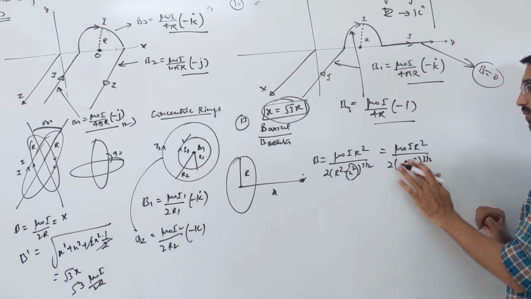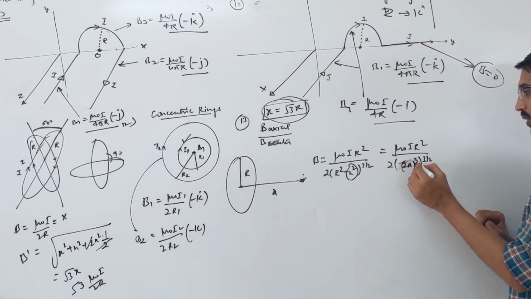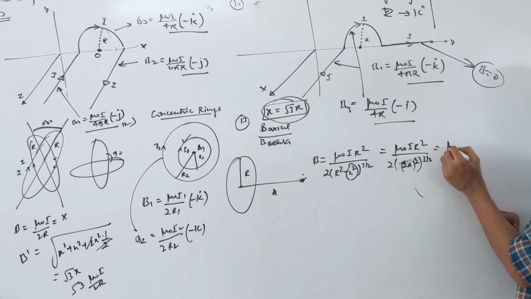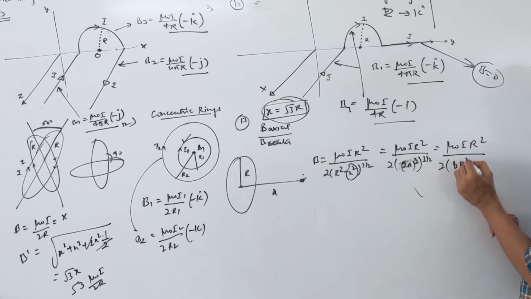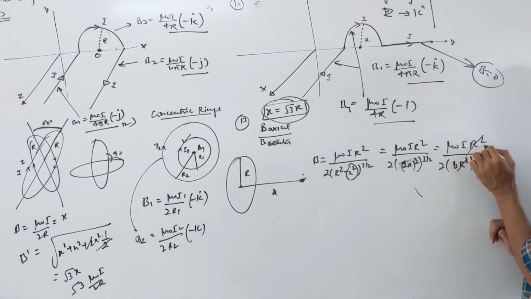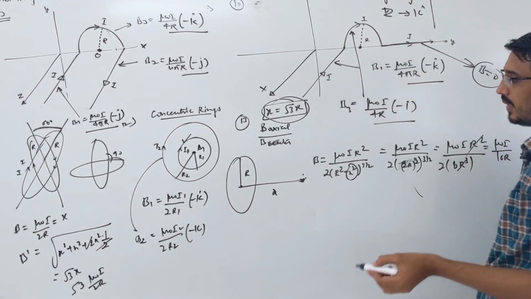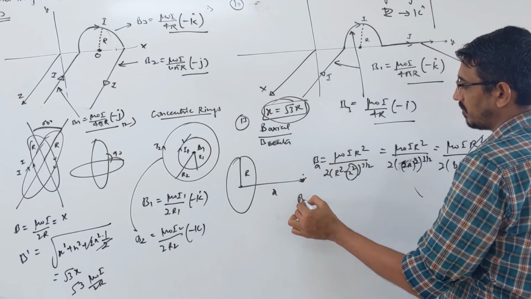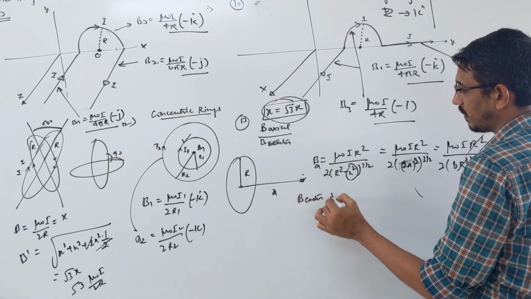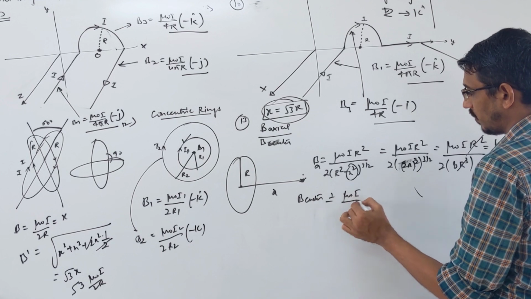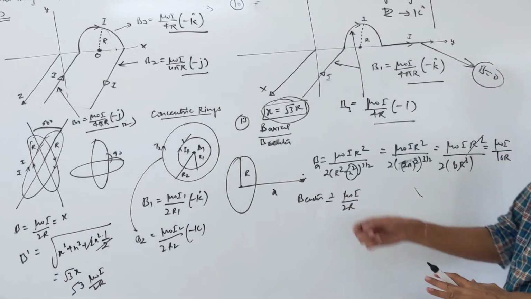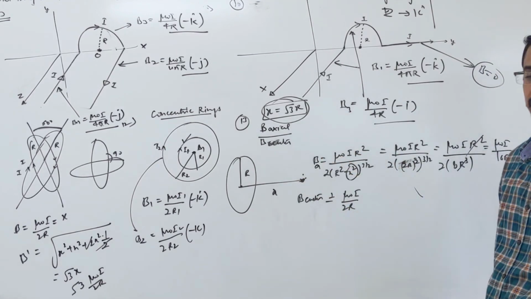So this you can write as 2r whole cube, right? So simply it becomes mu naught I r square upon 2 times 8r cube. This you can cancel. So you're getting mu naught I upon 16r. Correct? That is at the axial point. What is the magnetic field at the center? Direct formula: mu naught I upon 2r. So this is the ratio they are asking: the field at the axial point to the field at the center.